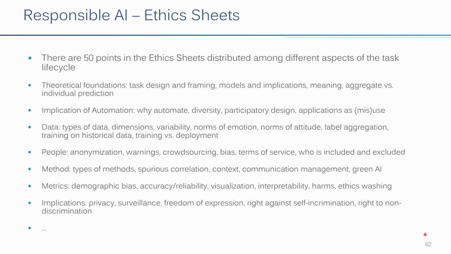What kind of data is being used? What are the dimensions of a certain task? What are the labels that can be used, and all with respect to data. Although the data aspects are better covered, or more focused on, in the data sheets for datasets. What are the people involved in those tasks? Is their data being anonymized? Are we using crowdsourcing? What are the biases? What are the terms of service that these people should be aware of before signing on to these things? What are the methods, metrics, implications, and all sorts of things?